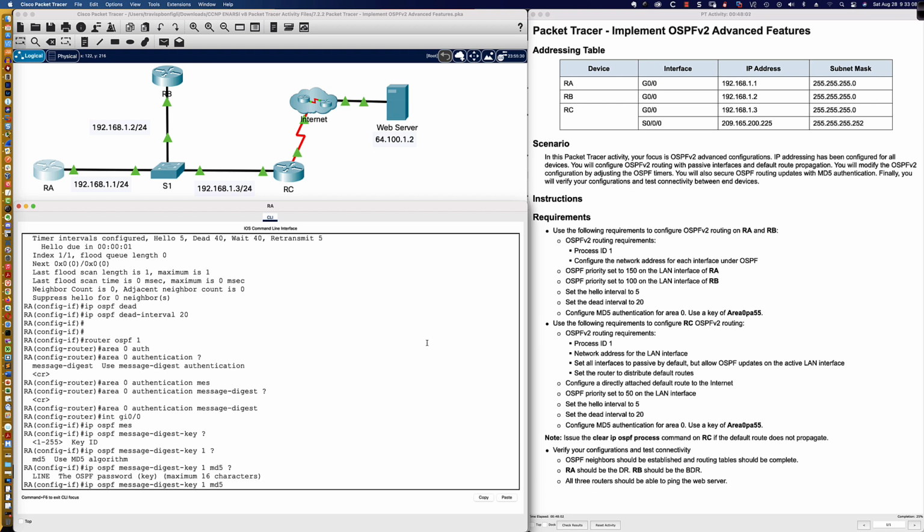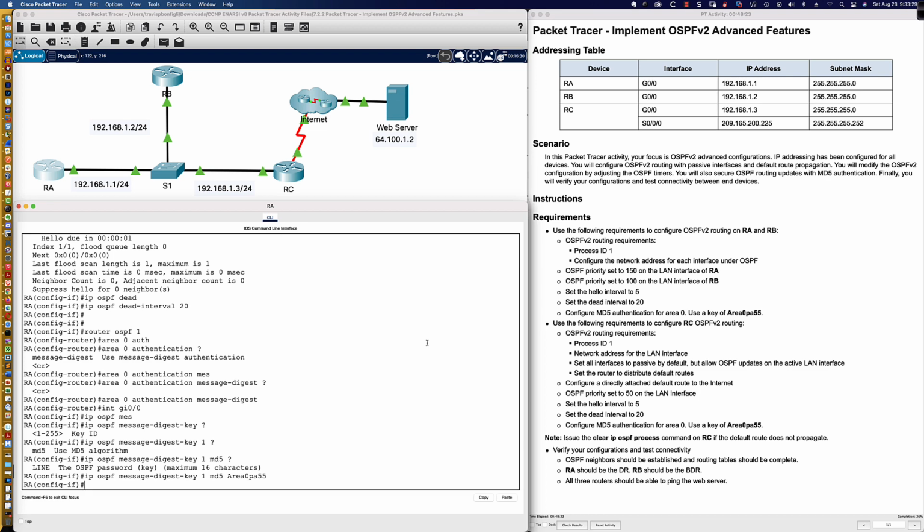There's the key ID. So we're going to say key 1, and we're going to use MD5, and here is where we put what you can think of as the password, or the key. So the key number is 1, but then, what's the password that key 1 is associated with? And here is where we're going to put in our capital A, area 0 PA55. I'm going to hit enter. You're going to notice we went up to 26%, and so we're good to go.